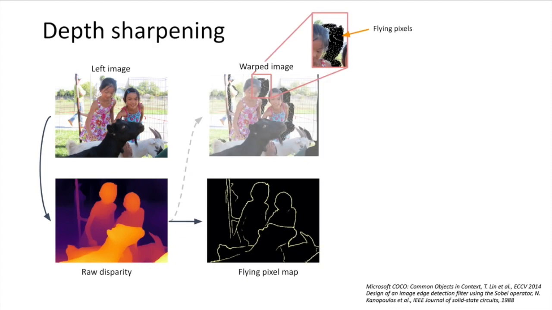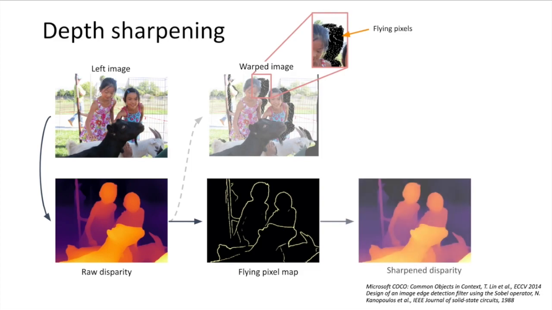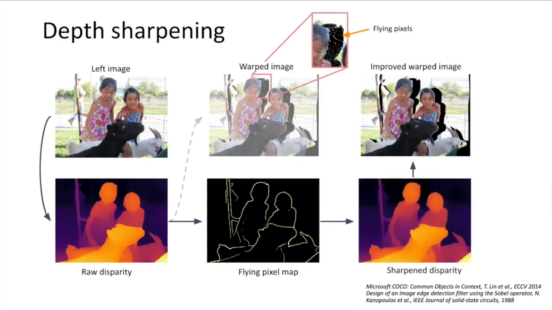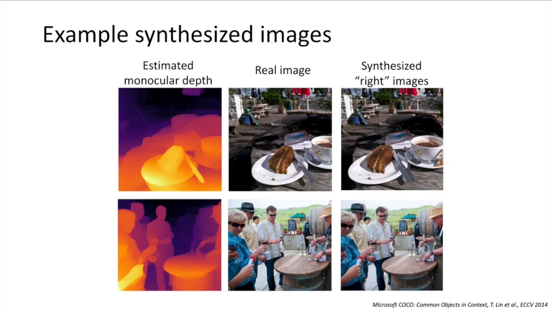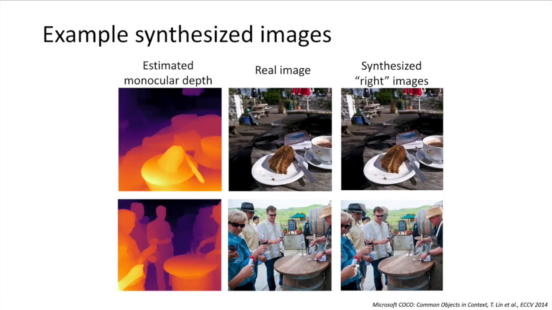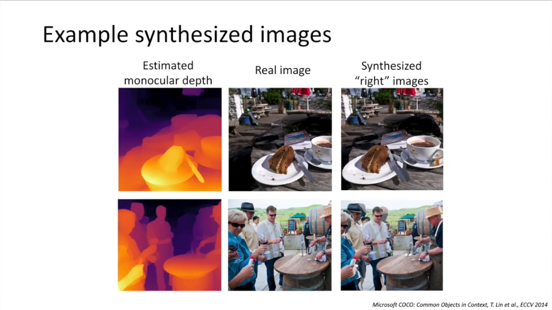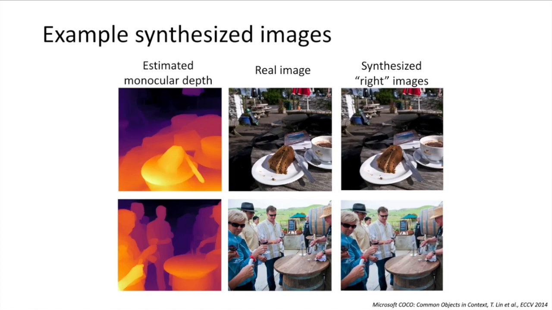That is, we identify flying pixels in the disparity map as those with a Sobel edge filter response greater than a threshold, and set their values to the nearest non-flying pixel in image space. As you can see, this simple pre-processing step effectively removes flying pixels in our final synthesized images. Here, we see some example synthesized images from the COCO dataset for a range of maximum disparity values.